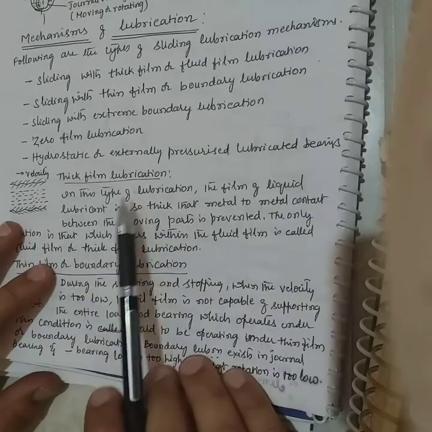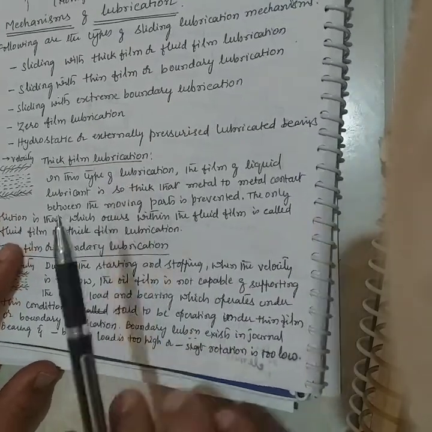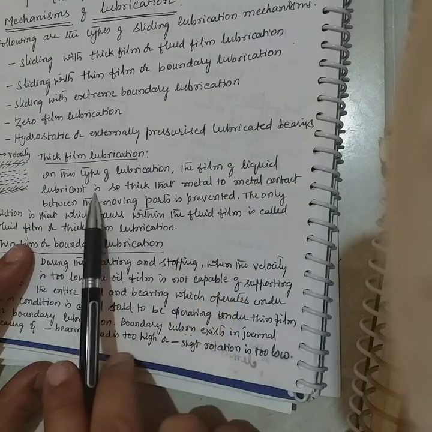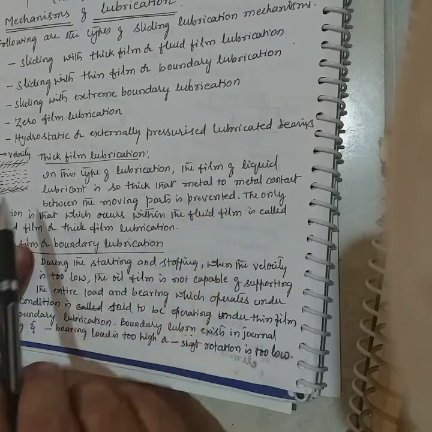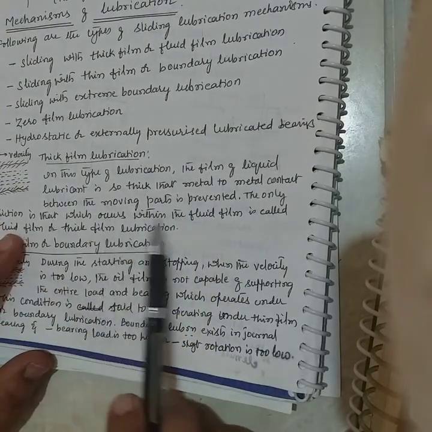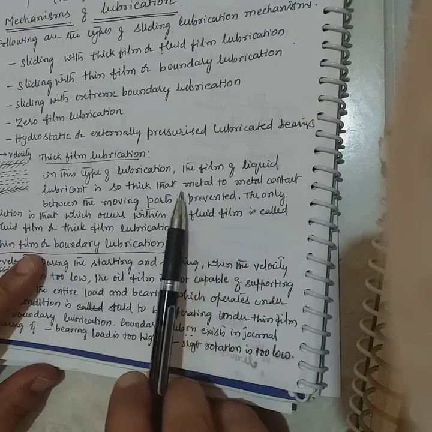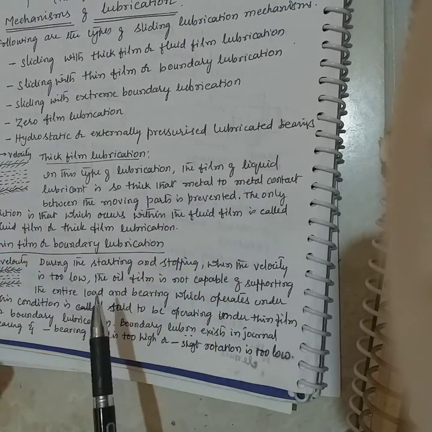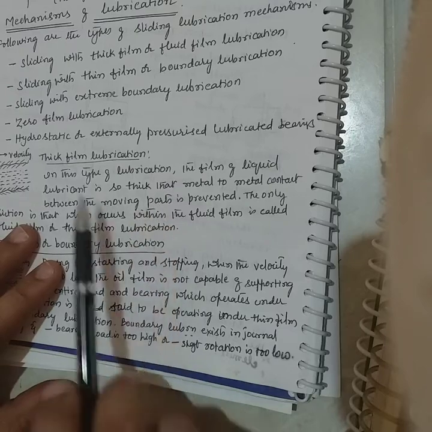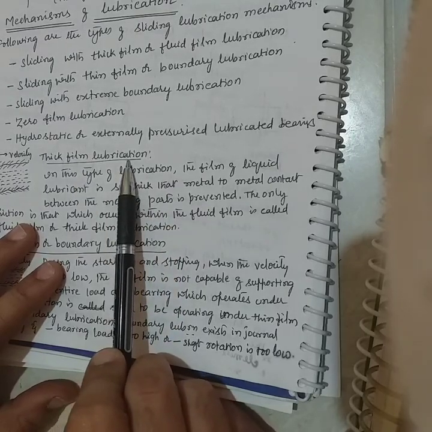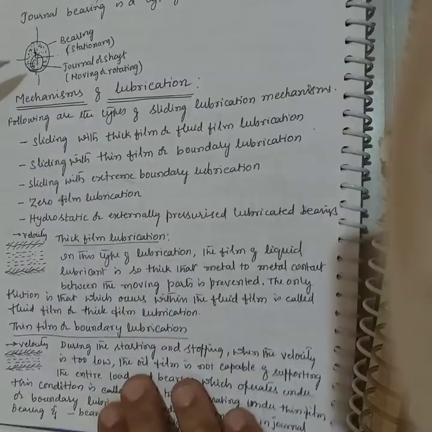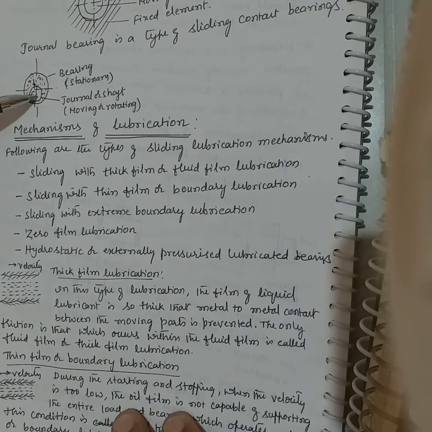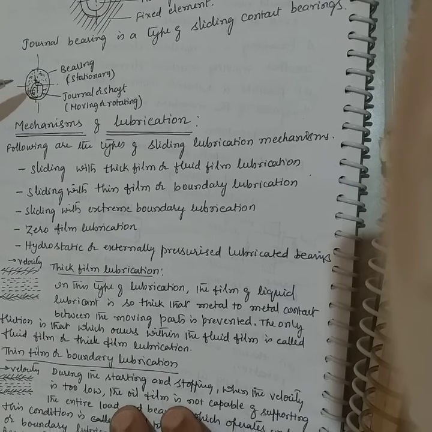So in case of thick film lubrication, the film of liquid lubricant is so thick that metal to metal contact does not exist. The metal to metal contact is totally avoided or prevented in case of thick film lubrication. So when there is no metal to metal contact between journal and bearing, life of bearing will be more and its load carrying capacity will also be more.